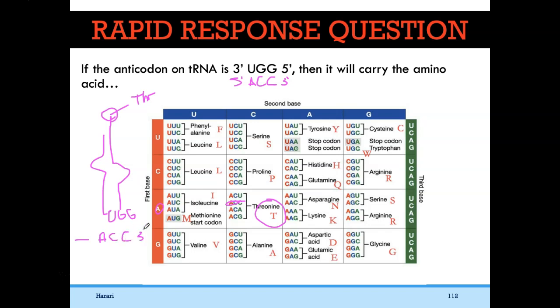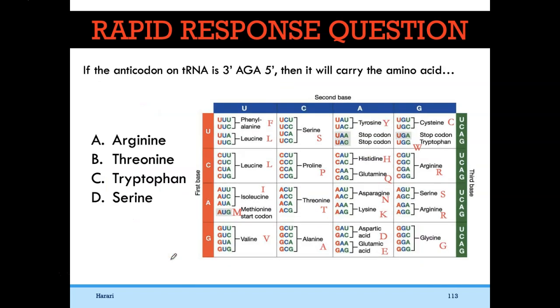And again, I should write 5' and 3'. So that's the key for how translation works, how we're going to translate the mRNA language into amino acid language. The anticodon on tRNA is 3' AGA, and what amino acid will it carry? So pause here. The codon would have to be UCU, which would mean it's the amino acid serine, which is the answer D.